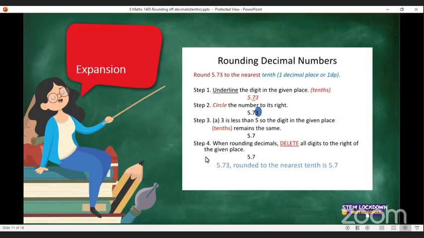So step 4, when rounding decimals, delete all digits to the right of the given place value. By delete, it means that you remove those numbers. You had 5.73, then you rounded to the nearest tenth, then you are left with 5.7.